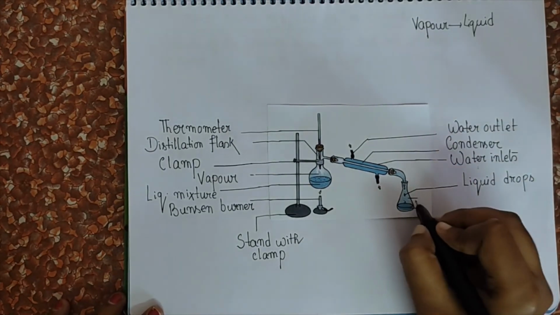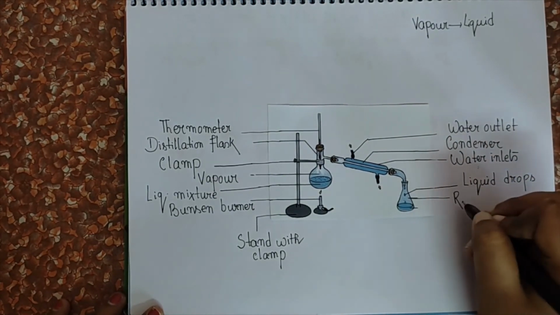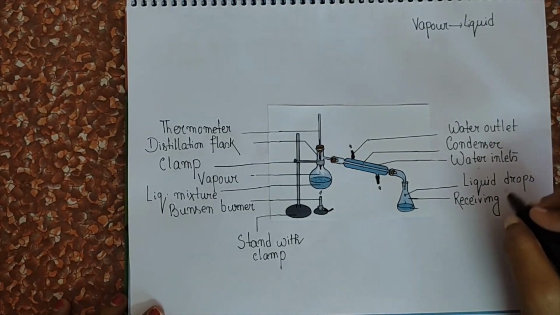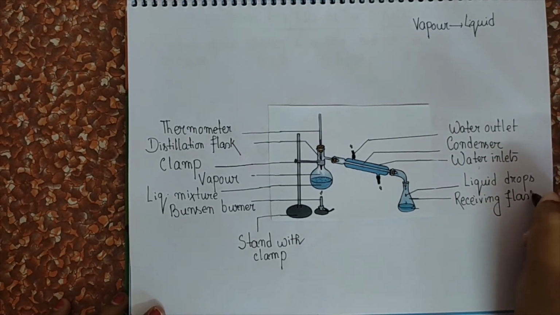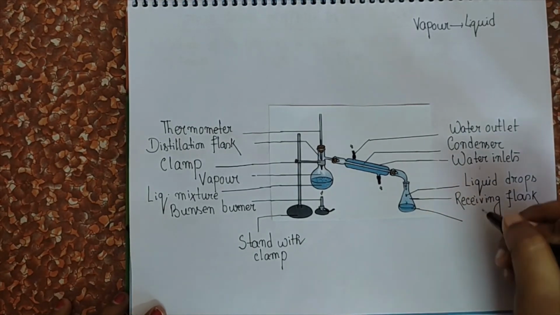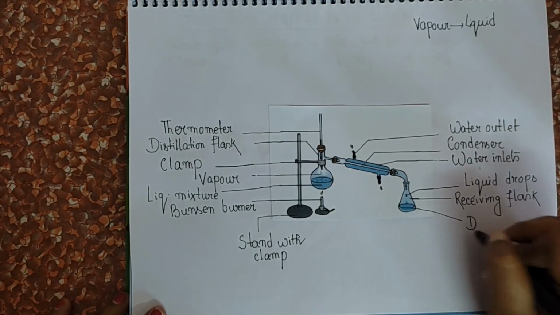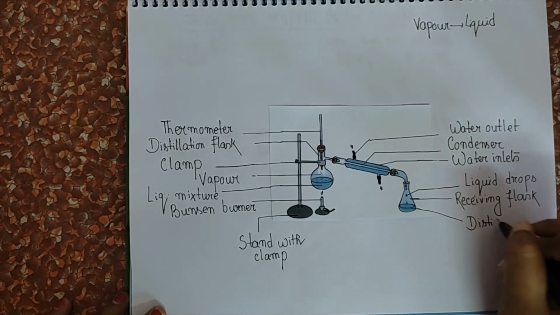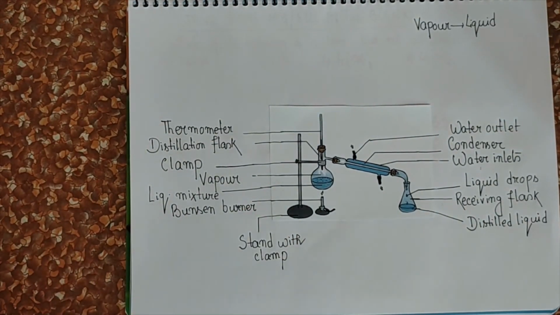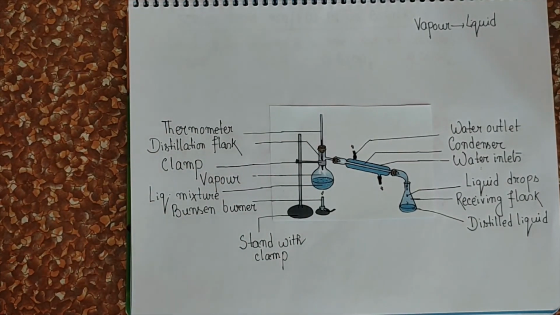And this is the receiving flask. Why receiving flask? Because we will collect the distillate in this flask. We will receive it, that is why it is the receiving flask. And the last one, what is this one? This is the distilled liquid. Understand? So this is the whole apparatus setup, and these are the names of the apparatus for the distillation process.